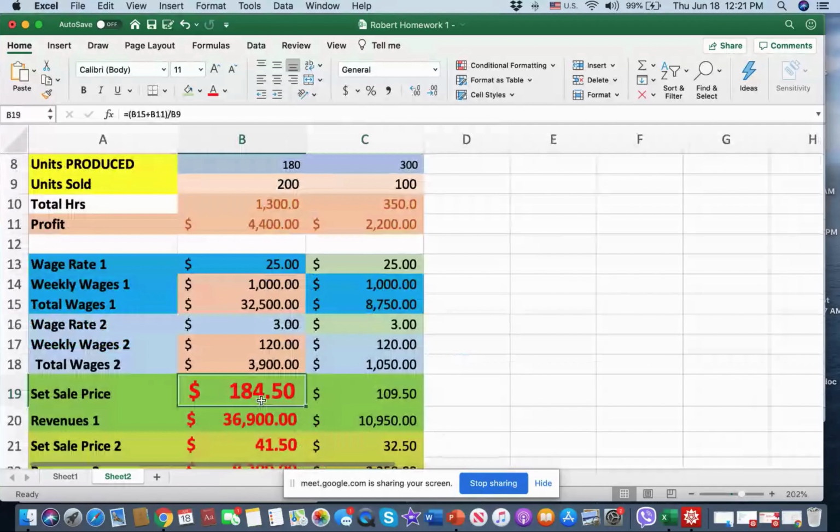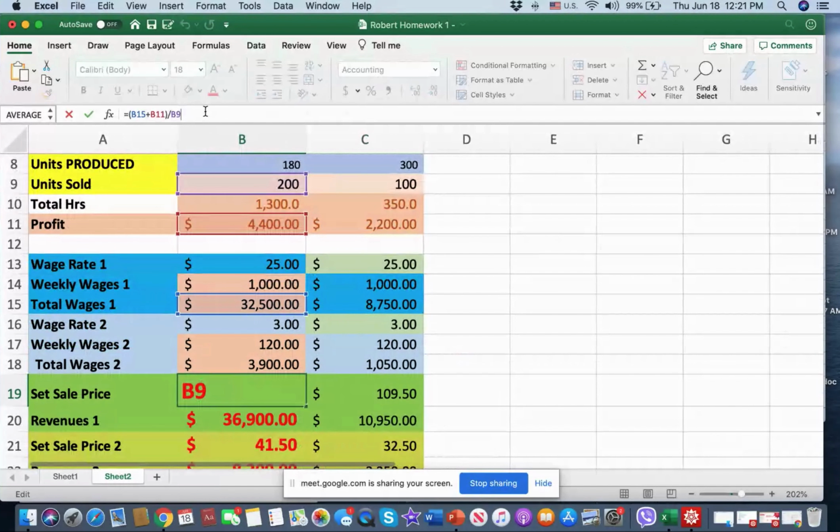And I have it. I click it. And as I click it, it tells me exactly what is happening. B15, wages. B11, profit.